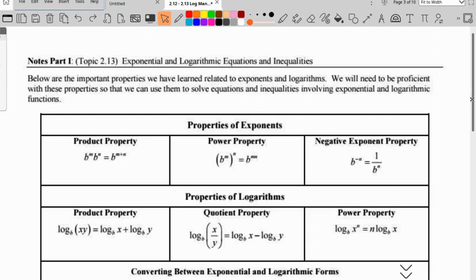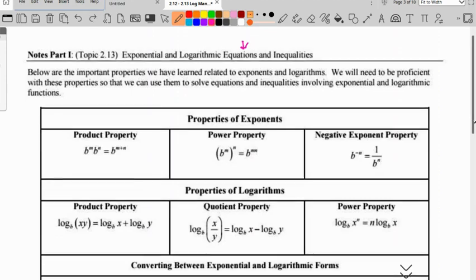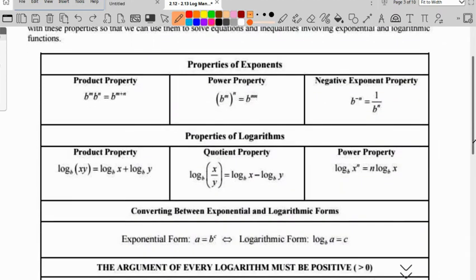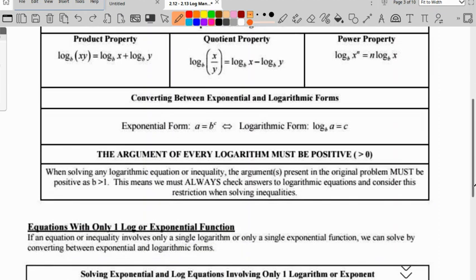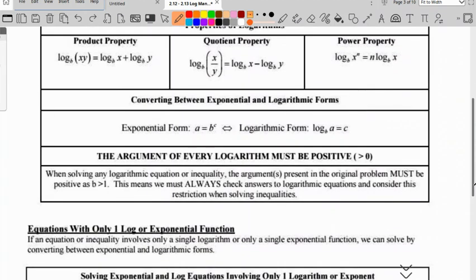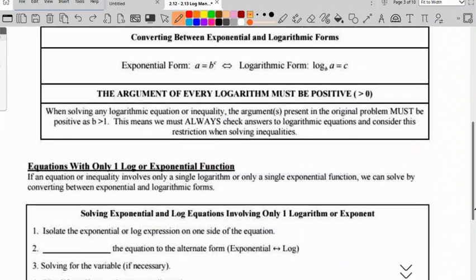Moving into 2.13, we're doing solving exponential and logarithmic equations and inequalities. We're going to do a lot more math today, so it feels more like a math class. We'll be solving equations and inequalities. Here's a quick review of your exponential rules. We've already reviewed those, but they're nice to have all together, along with switching from exponential form to logarithmic form, which we're also very good at.